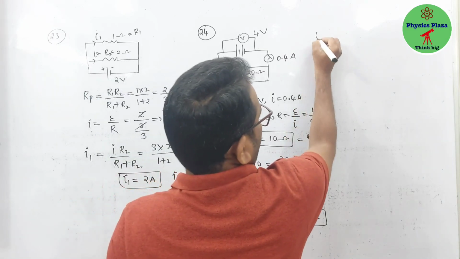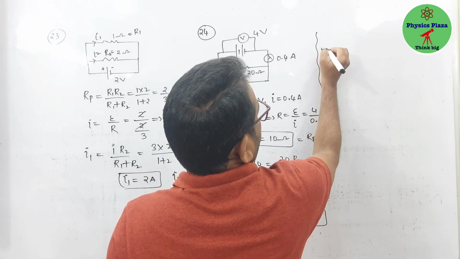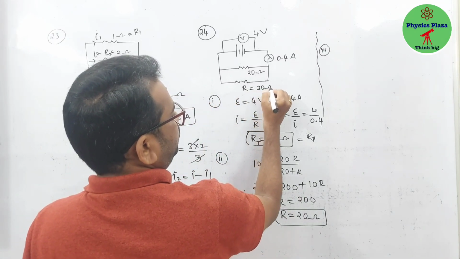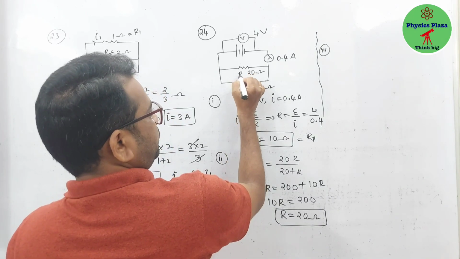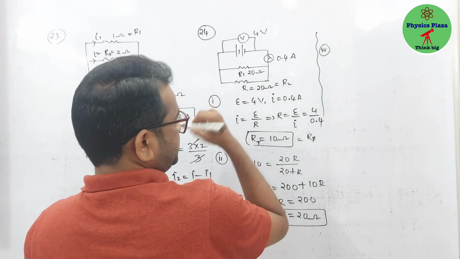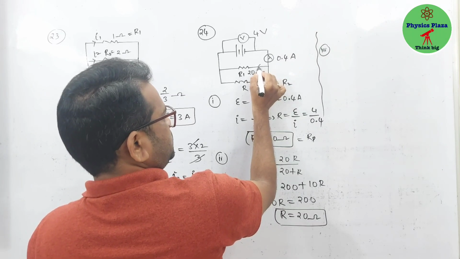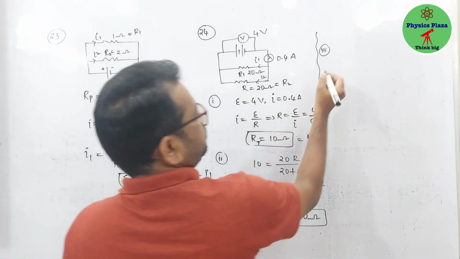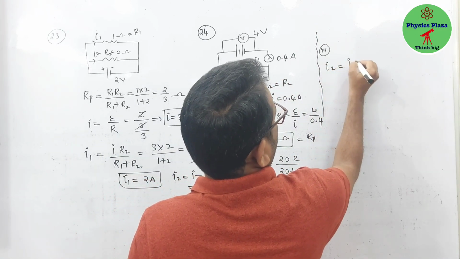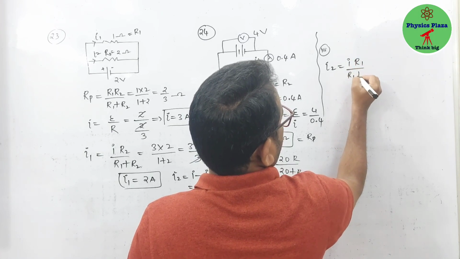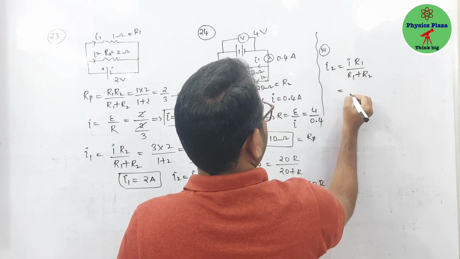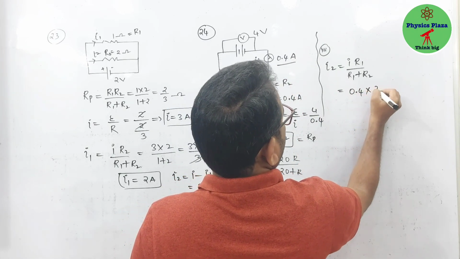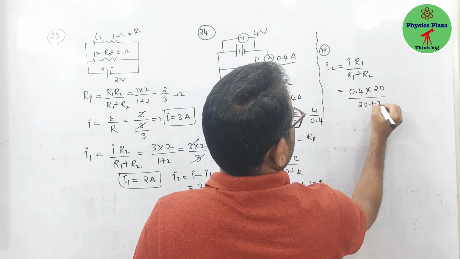Fine. Now, the third one, they are asking us to calculate the current through this resistor. Now we got 20 ohm only. Let us say this is R1 and this is R2. Anyhow, both resistances are the same. Let us say through this I1 current is passing, through this I2 current is passing. So I2 is equal to I into R1 by R1 plus R2. Total current in the circuit is how much? 0.4. R1 is 20, by 20 plus 20.